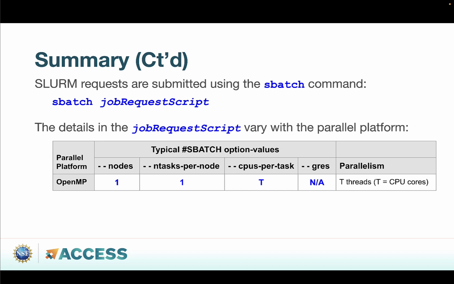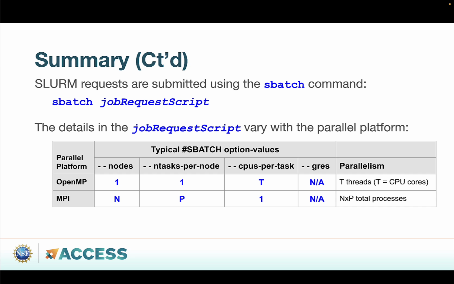SLURM job requests are submitted using the sbatch command, followed by the name of a job request script file. Its details vary with the kind of job. OpenMP jobs consist of one process with T threads, all of which run on a single node. Since it has one process, it needs just one node and one task, but it should request T SLURM CPUs so each thread gets its own core.